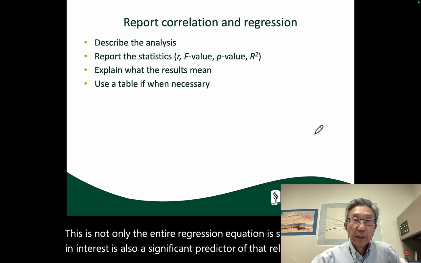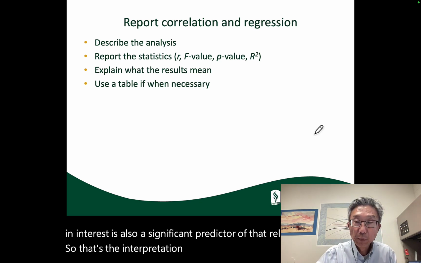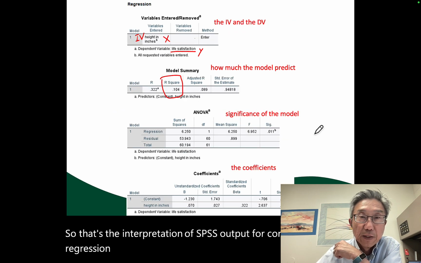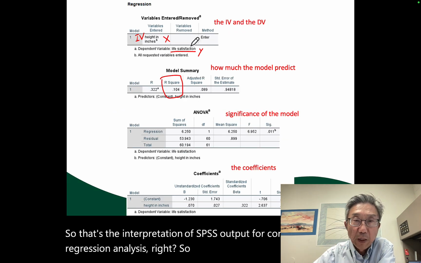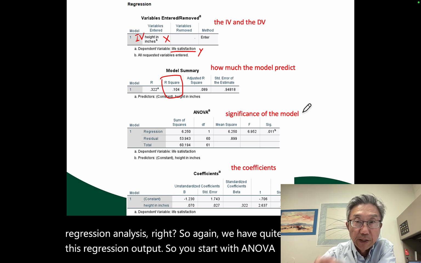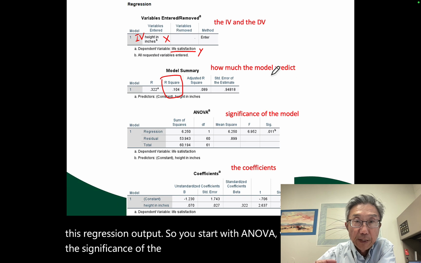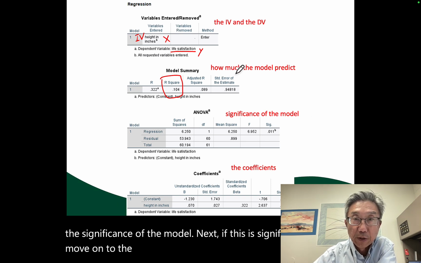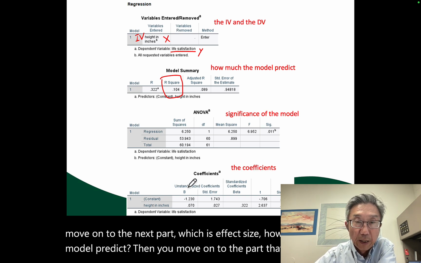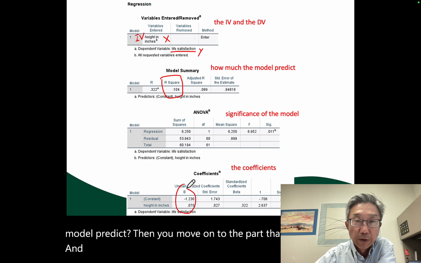So that's the interpretation of SPSS output for correlation and for regression analysis. Right? So again, we have quite a bit in this regression output. You start with ANOVA, which tells you the significance of the model. Next, if this is significant, then you move on to the next part, which is effect size, how much the model predicts. Then you move on to the coefficients part.